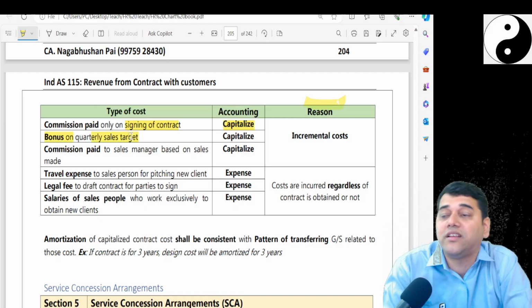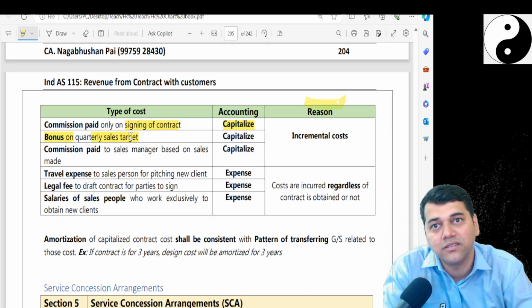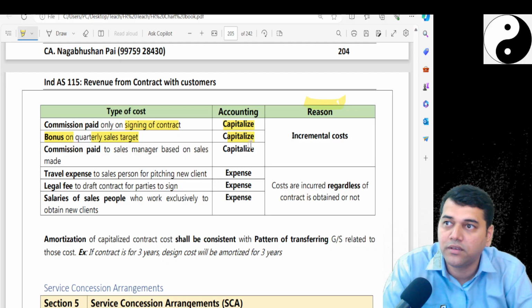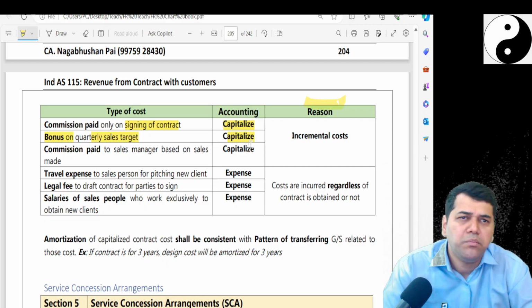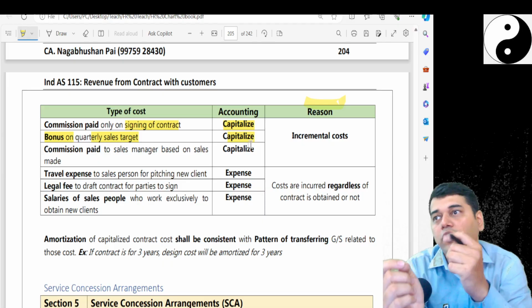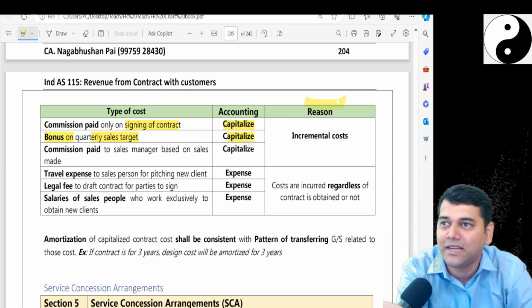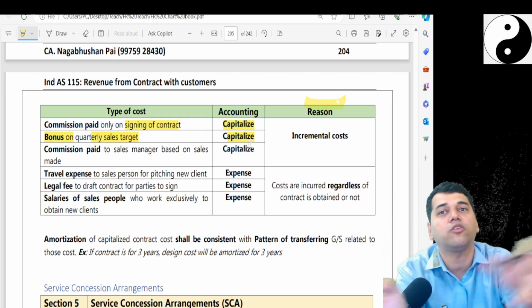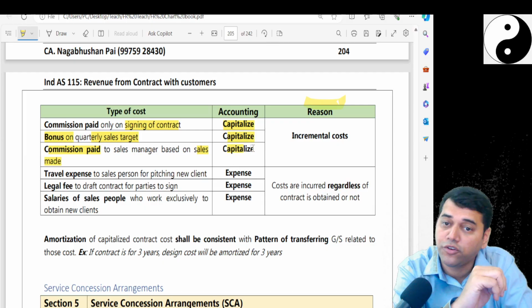Like bonus on quarterly sales target. Your employees are paid bonus on the sales. Capitalize. Why? Because will you pay bonus if you don't make the revenue? Maybe that's what you need to figure out. Or alternatively, you may give certain specific contract based bonuses. We don't know. The question is very silent here. Agree, I got your point. But again, we have to apply our mind. Are they speaking of a specific contract or a general contract? Commission paid to the sales manager based on the sales made. That also you have to capitalize.